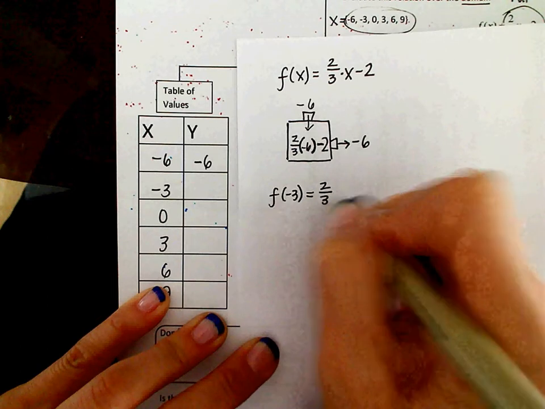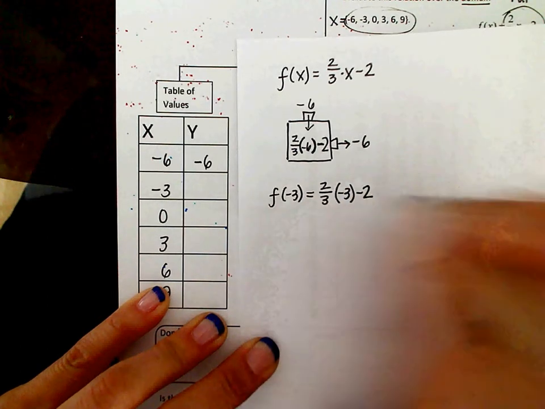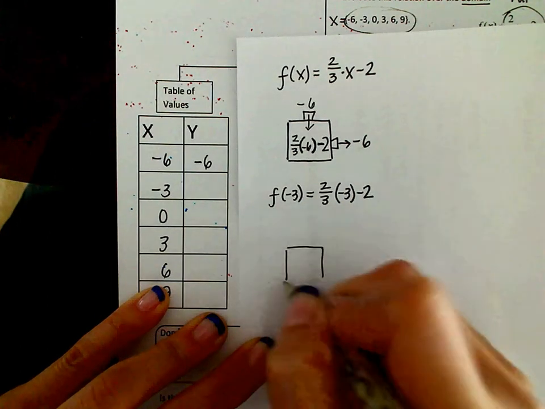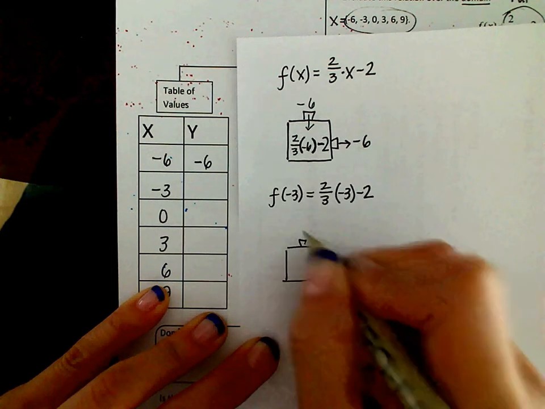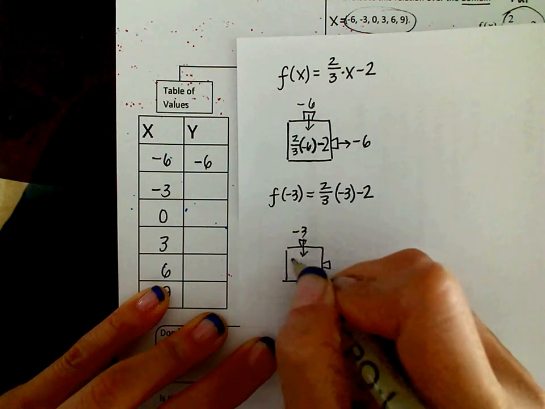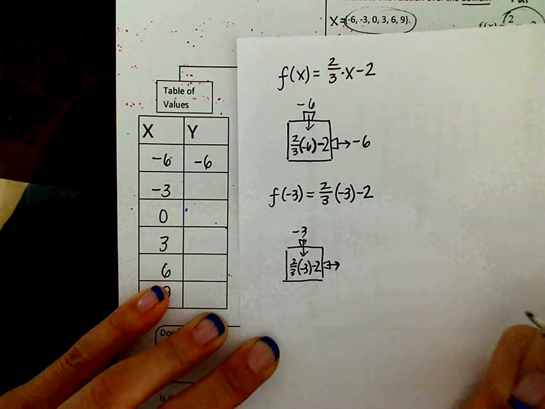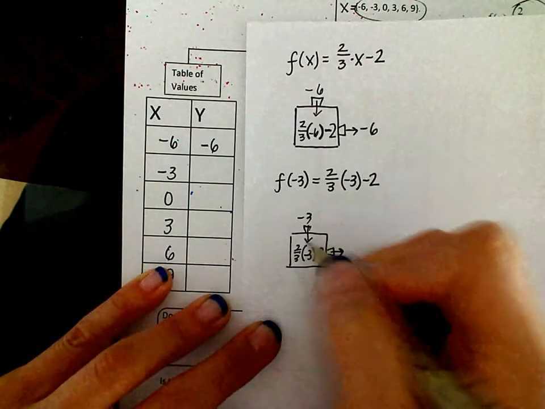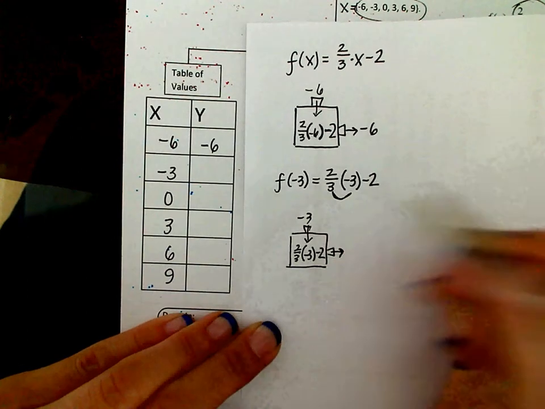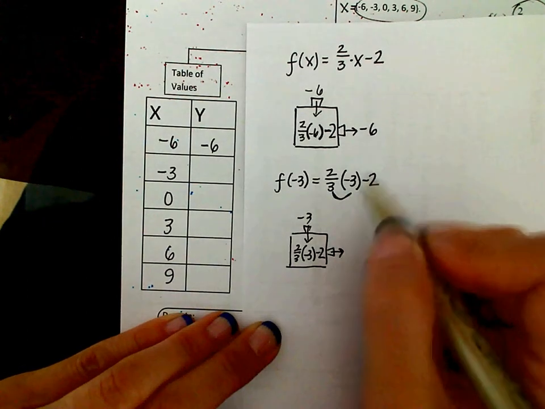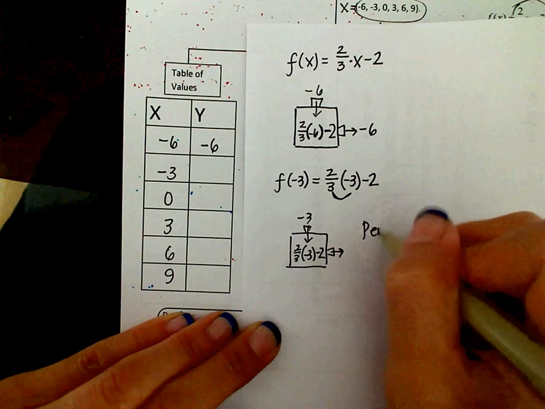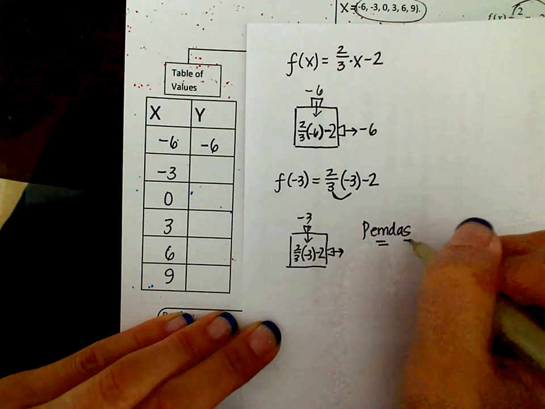Okay, so now what's our output when our input is a -3? So what happens if we put in f of -3? So that will be equal to 2/3 times -3 minus 2. If you want to think about it as a machine, you have -3 going in, and that 2/3 is going to multiply by the -3, then subtract 2 to get the output.